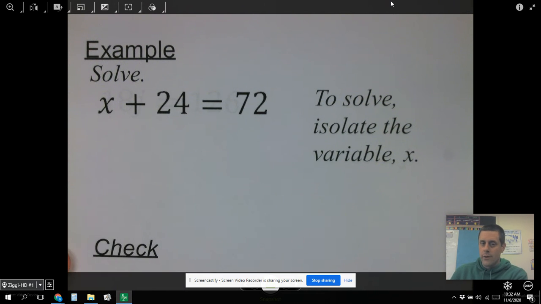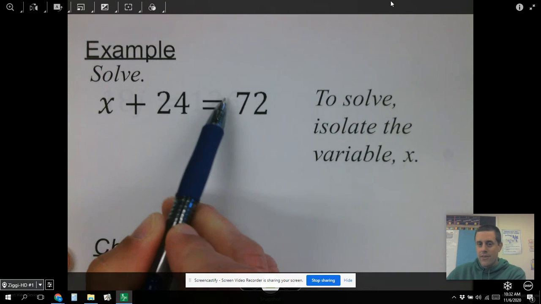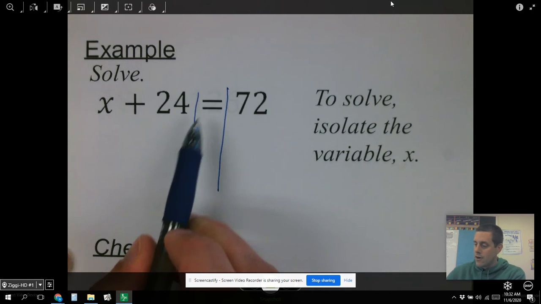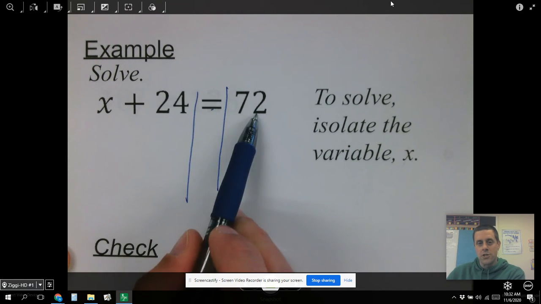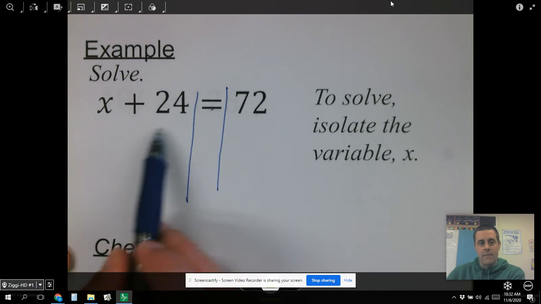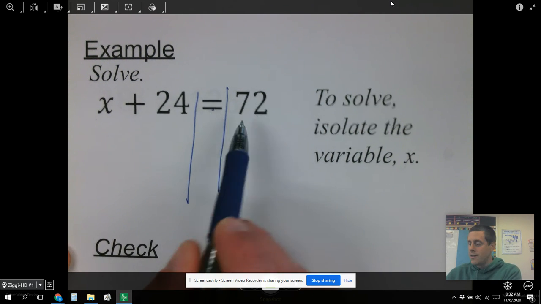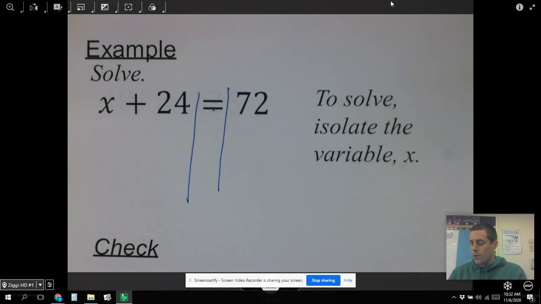When you are solving an equation using the inverse property, I first want you to break the equation into two sides. And remember, this equal sign is the center of our equation. It breaks the equation into two sides. On the left side of my equation, I have x plus 24. On the right side of my equation, I have 72. Our goal is to find the solution that makes this equation true.